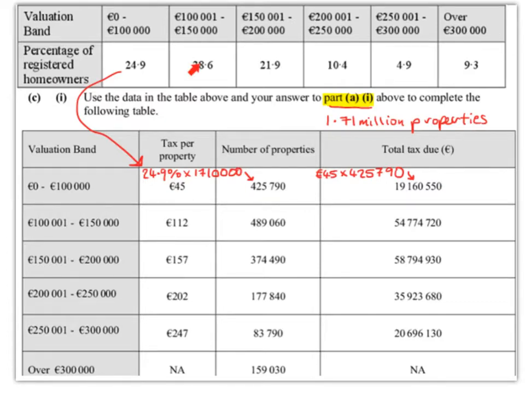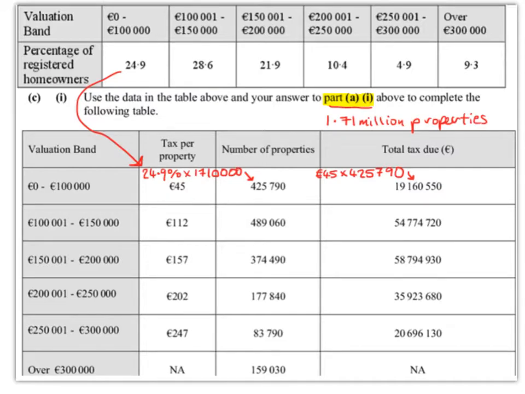So 28.6%, again multiplied by 1,710,000, gives us 489,060. So that's the number of properties in that band. And the tax per property in that band is €112. So 112 multiplied by 489,060 gives us €54,774,720. So that's the total tax due for this band.